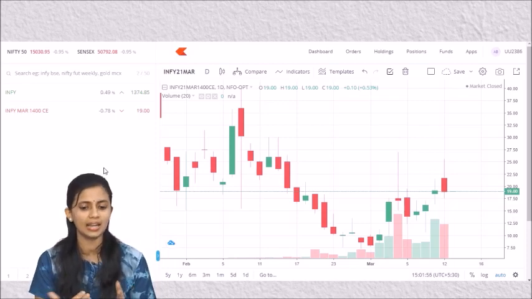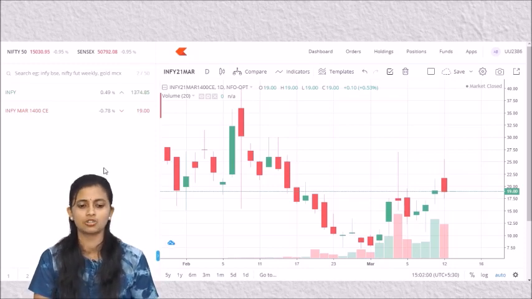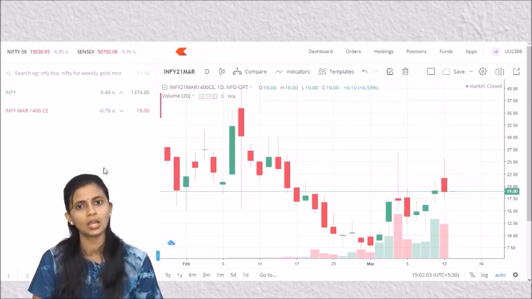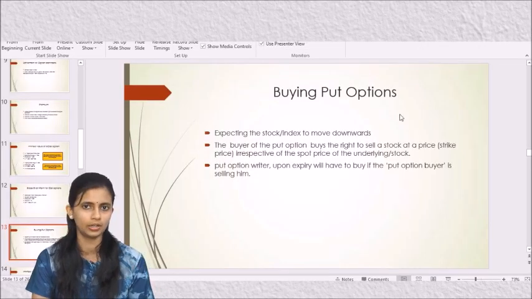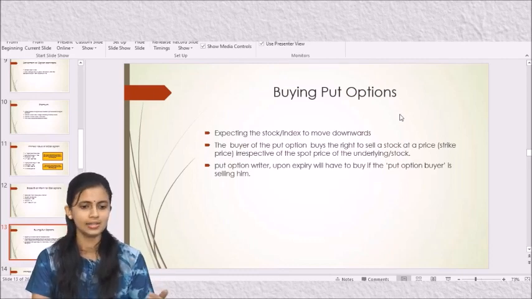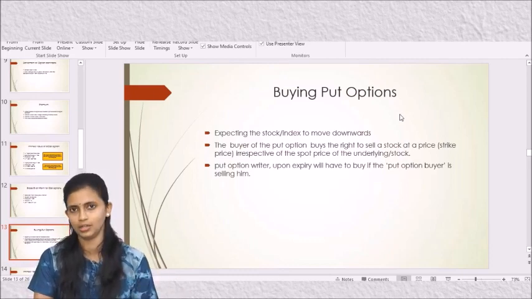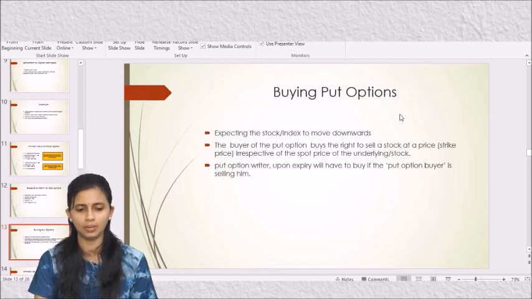Now, time decay I will explain very clearly, because it is again a very important concept. But before that, let's see what a put is. Now, buying put options. As I already told, in options we have two types, calls and puts. Buying of calls I have already explained. Now let's see buying put options. What does it mean? What is a put? What is buying of a put? How is it advantageous? And what are the things to be kept in mind?